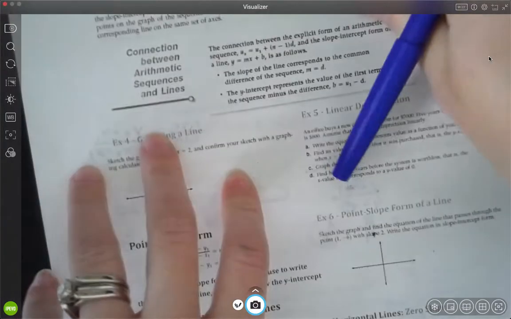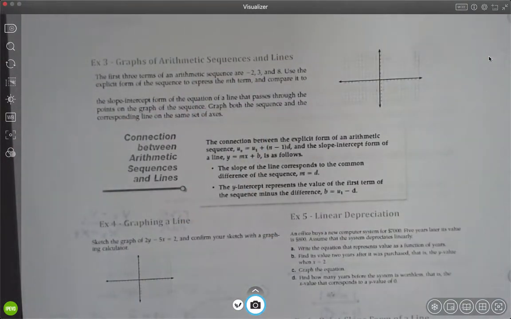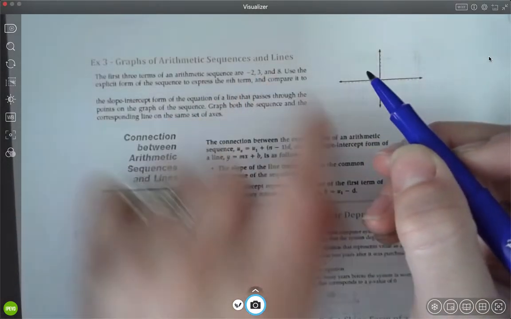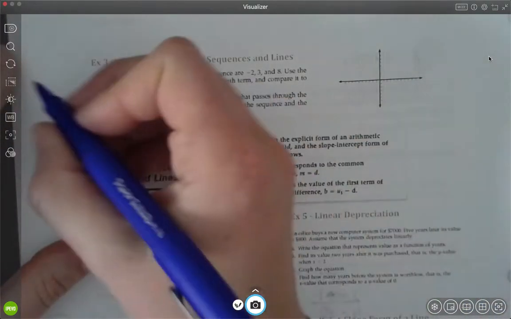Now, why are we dealing with lines? Because that's what an arithmetic sequence is, right? That's what we learned in 1-3, arithmetic sequence and lines. The first 3 terms of an arithmetic sequence are negative 2, 3, and 8. Use the explicit form of the sequence to represent the nth term.